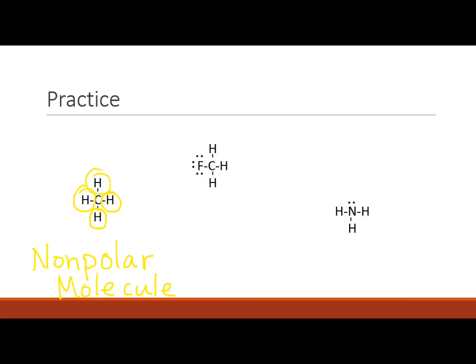Now, what about this molecule here in the center? Well, in this case, we have 4 things around that carbon. 3 of them are hydrogens, and 1 of them is a fluorine. One of these things is not like the other. Therefore, this has to be a polar molecule. It's kind of lopsided.